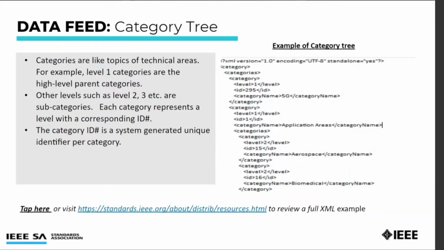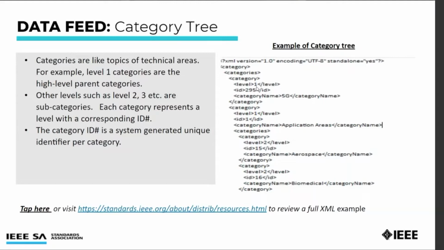The metadata also consists of categories and subscription information regarding each standard. In the category tree, categories are technical areas. In the XML, for an individual product, categories are represented by numbers found in the level tag. The level 1 tag is the highest and broadest level.